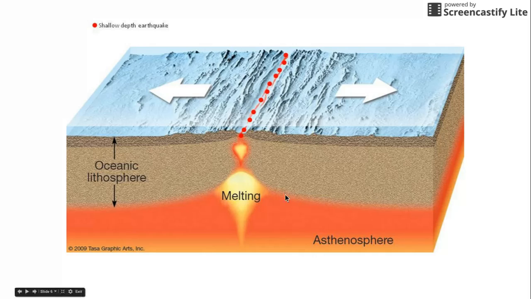So as you see right here, because of these convection currents, these two plates are moving away from each other. Some of the magma comes up, it cools on the surface and creates this area in the middle of new crust.